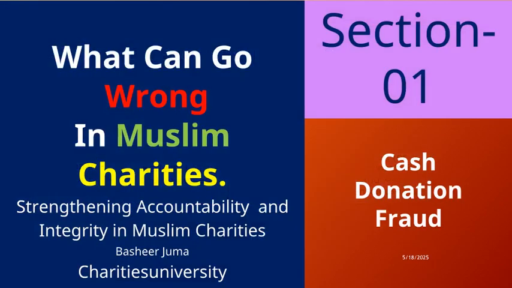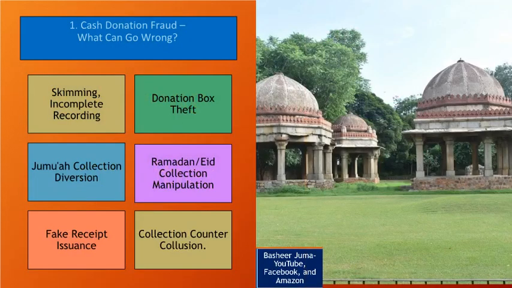Section 1. Cash donation misappropriation or fraud. What can go wrong? Skimming. Individuals handling cash donations remove a portion before recording. Incomplete recording. Only a portion of cash donations are recorded in official accounts. Donation box theft. Unauthorized access to donation boxes. Juma collection diversion. Friday prayer donations not fully deposited.